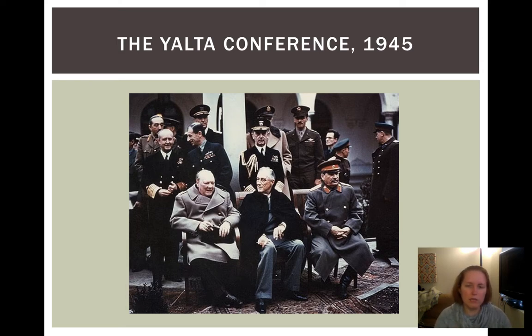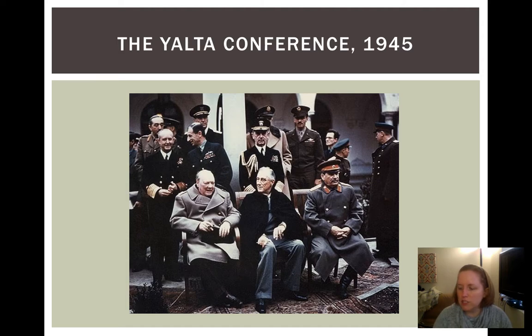The British are really interested in maintaining the vestiges of their empire here. The Soviets want to ensure control over Eastern Europe. The Americans want to make sure that the Soviets get in on the war with Japan. They want to make sure that the Soviets are participating in the United Nations, which is being set up at this time. And Roosevelt at this time is in rapidly failing health. You can see that in this picture here. He is not looking too good.